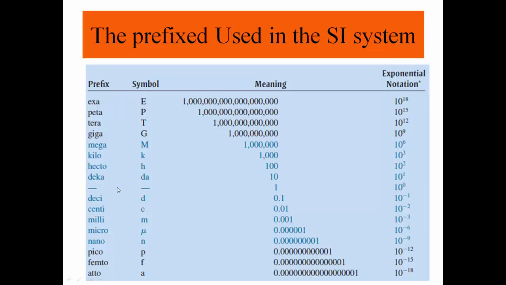On the other hand, we have deca, which is 10 power 1. Hecto is 10 power 2. Kilo is 10 power 3. Mega is 10 power 6. Giga, 10 power 9. Tera, 10 power 12. Peta, 10 power 15. And Exa, 10 power 18. So as you see, some of them are very popular, some of them not. Or on the other hand, for a very small number, we have femto, which is 10 power minus 15.